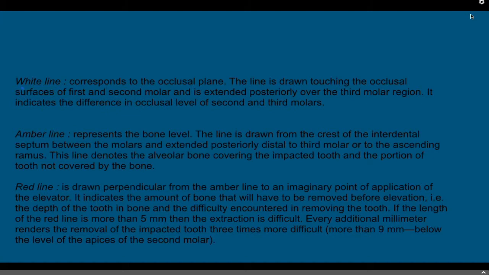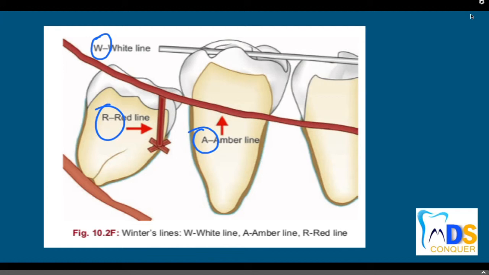In the WAR lines, coming to the white line, it represents the occlusal plane. The line is drawn touching the occlusal surface of the first and second molar and extending posteriorly over the third molar. What it gives information about is the difference in the occlusal level of the second and third molar. You can see the WAR line extending from the first molar to the second molar towards the third molar, by which it gives the difference between the occlusal levels of the first and second molars to the third molar. So this is what the white line says, that is the WAR line.